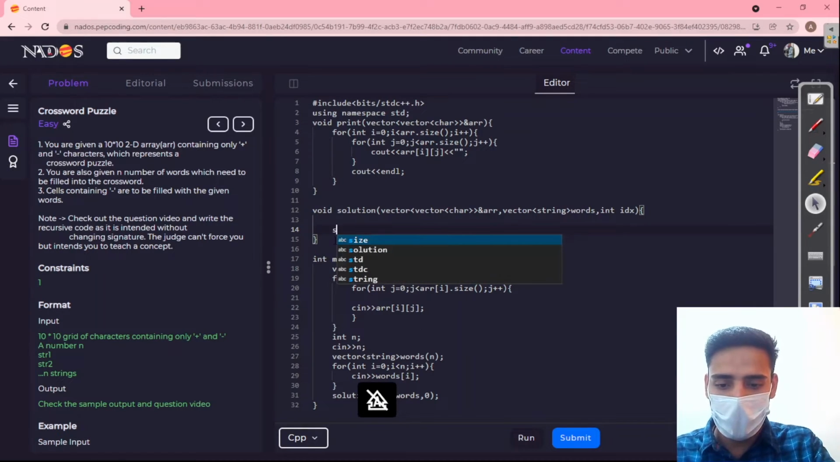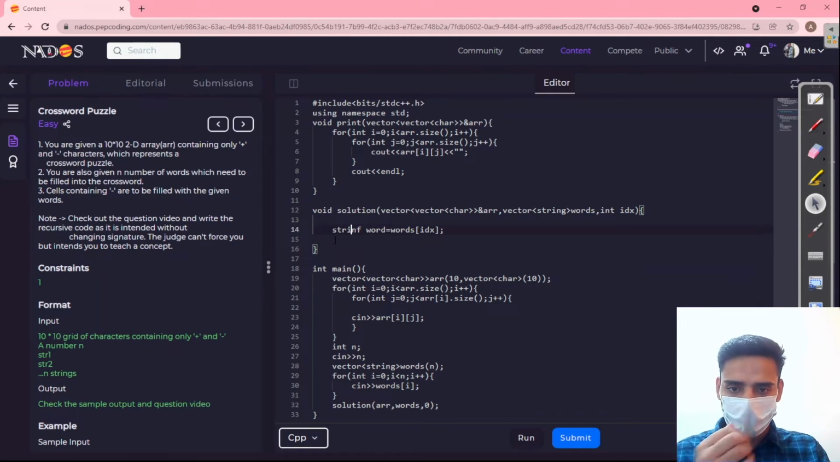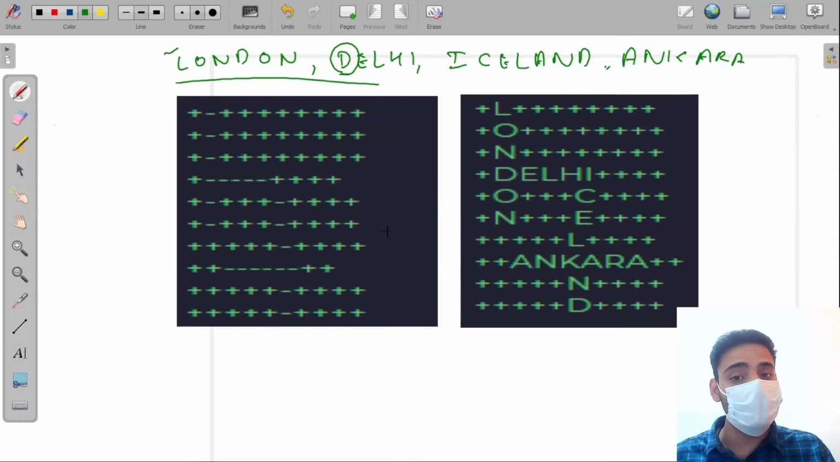So first of all, let's make a string word which will be equal to words of idx, right? So we got the word out of it. Okay, we are having a word. Now we have to check where we can place this word, right? For that, we will start traversing on this 2D array.